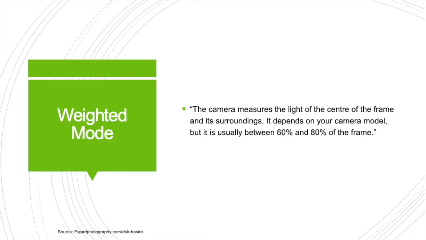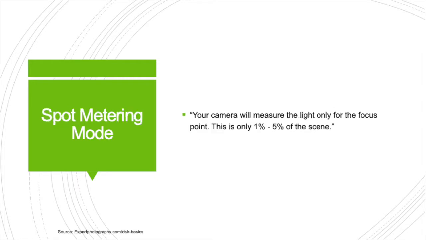Weighted mode. The camera measures the light of the center of the frame and its surroundings. It depends on your camera model, but it is usually between 60% and 80% of the frame. Spot metering mode. Your camera will measure the light only for the focus point. This is only 1% to 5% of the scene.